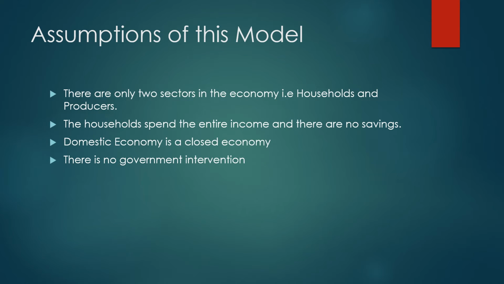The circular flow model is based on a few assumptions. The first assumption is that we assume there are only two sectors in the economy, that is the household sector and the producing sector. The second most important assumption is the households spend the entire income and there are no savings. Now, what does it mean? The income so received by the household sector from the business sector is spent in buying goods and services, and they do not save. And the third assumption is that the domestic economy is a closed economy with no government intervention, and the external sector does not exist, that is, there are no exports or imports.